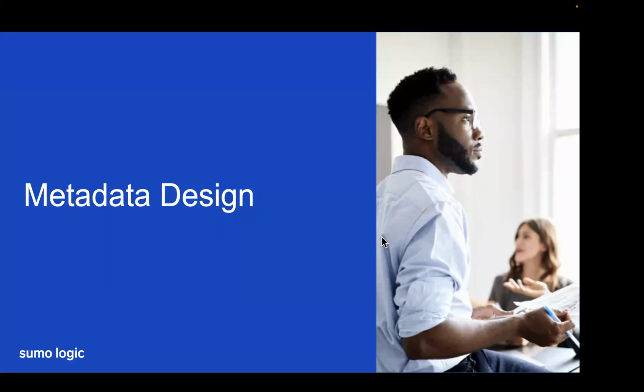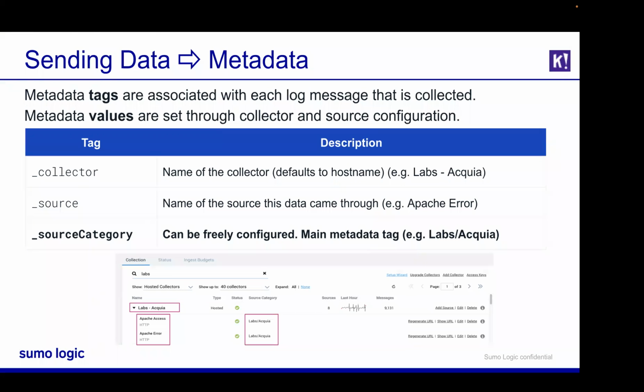All right, let's take a look at some metadata design. Now, if you've been in class with me already, you already know about our metadata tags, and one of our favorite and most often recommended metadata tags is source category. If you haven't been in class with me, you'll notice that this one is in bold. That's our recommended approach. We'll use that one most often. Essentially, this tag can be freely configured. So for example, I can set up an underscore source category equal to labs Apache access, prod Apache error, labs Akka, and so forth. So I can freely configure that. And this will make sense as we start breaking it down further in the next couple of slides.